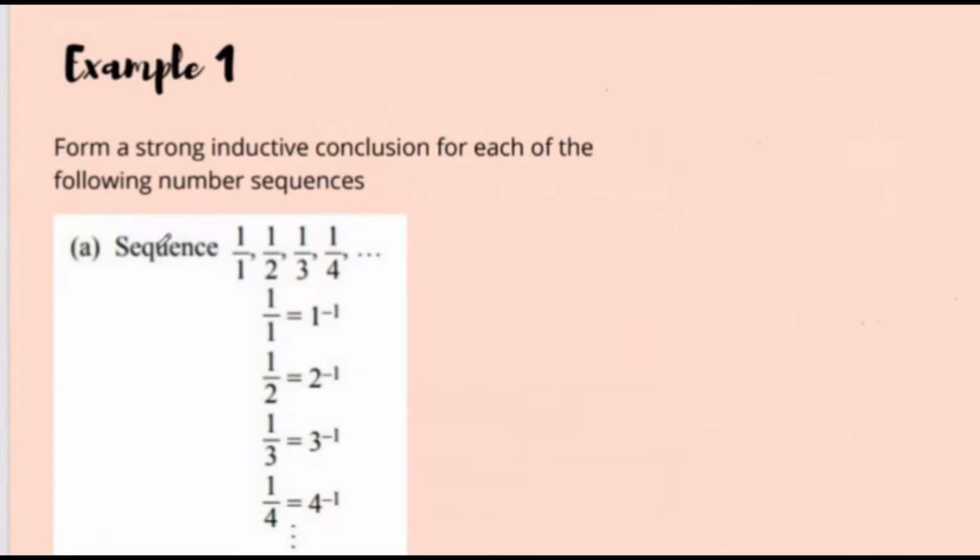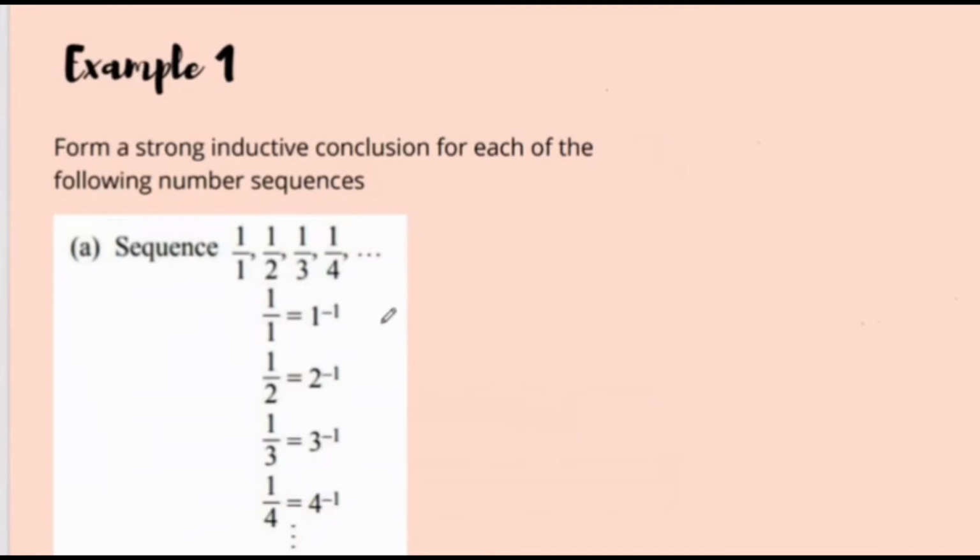As we can see, the sequence in this question is decreasing. The first number is 1 over 1, becomes 1 over 2, then 1 over 3, and 1 over 4. The old value has changed into a new value, which is 1 to the power of negative 1, 2 to the power of negative 1, 3 to the power of negative 1, and 4 to the power of negative 1.